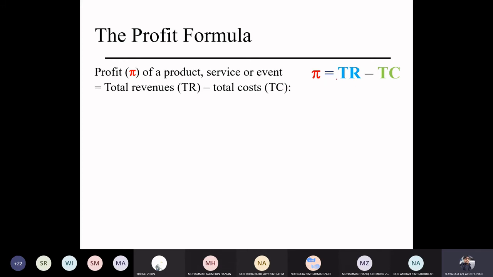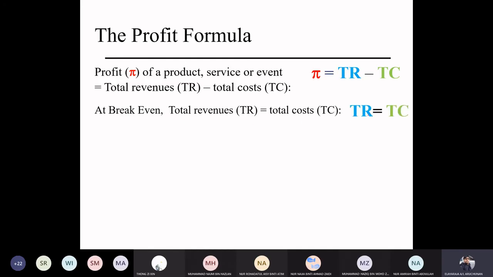At the point when the profit is zero, when you just move the total cost to here, the total cost equals the total revenue. As you can see, at the break even, you have no profit. That is what we call the break even. So the total revenue is equal to total cost.